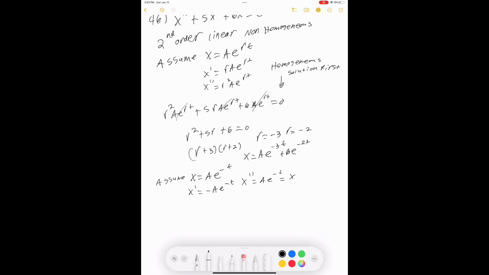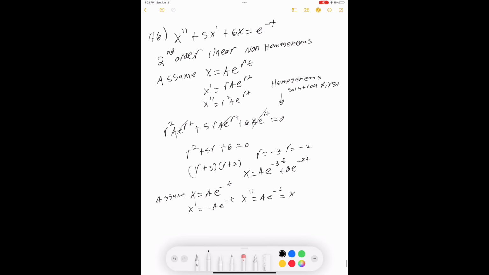That's just some sort of inspection, some intuition, right? There's really no formula for knowing exactly what to plug in. It's all based on the non-homogeneous aspect of your equation, right?